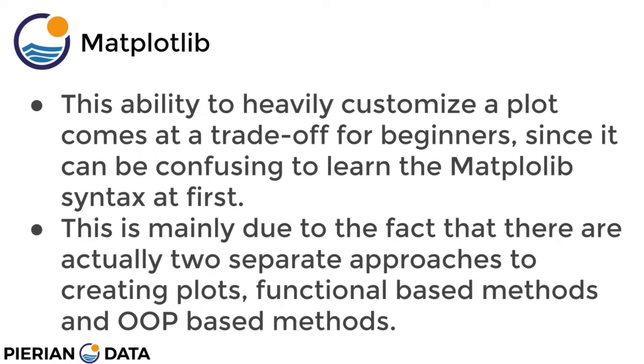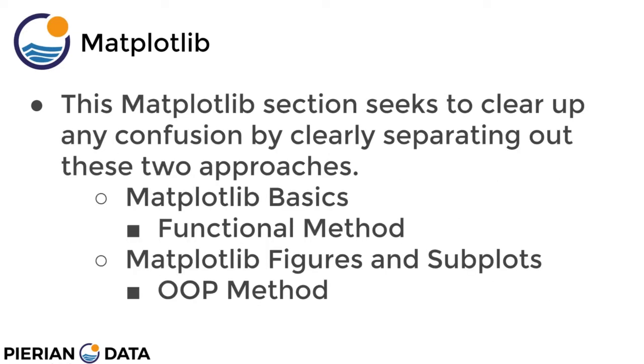But I think one of the main confusions that happens for beginners when they're trying to learn Matplotlib for the first time is that there's actually two completely separate approaches to creating plots with Matplotlib. And a lot of people, when they're first teaching it or first learning it, the distinguishing difference there isn't clear. So what we're really going to try to do here is ease you into Matplotlib and clearly distinguish these two methods, which is one, the functional-based method calls, and the other one is the object-oriented programming or OOP-based method calls. So this Matplotlib section seeks to clear up any confusion by clearly separating out these two approaches, where we're first going to cover Matplotlib basics, which is the functional method calls, and then we'll move on to the more advanced Matplotlib figures and subplots, which is the OOP method.